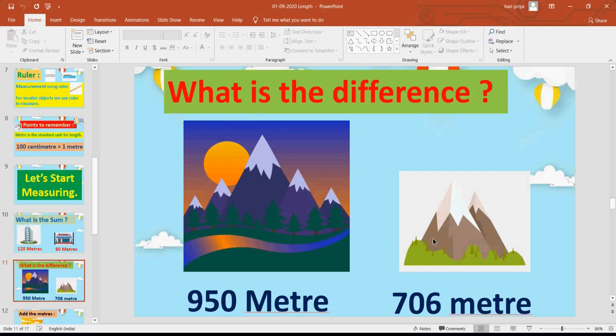Place the numbers in the correct column. 950: so 9 in hundreds, 5 in tens, and 0 in ones, and 7 in hundreds, 0 in tens, and 6 in ones place. Drop it correctly and try to subtract it. I will be giving you 2 minutes. Try to drop the numbers in correct columns and subtract it properly. Okay, and drop the messages.